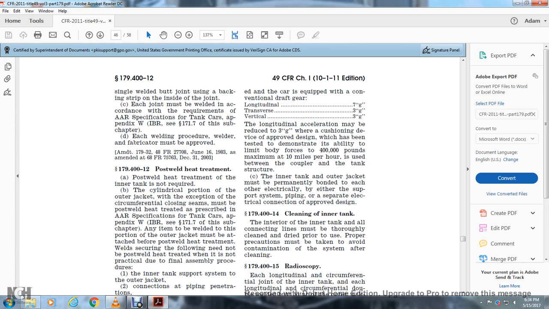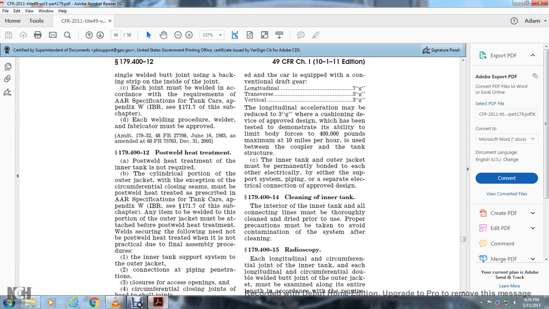179.414, cleaning of the inner tank. The interior area of the inner tank and all connection lines must be thoroughly cleaned and dried prior to use. Proper precautions must be taken to avoid contamination of the system after the cleaning.